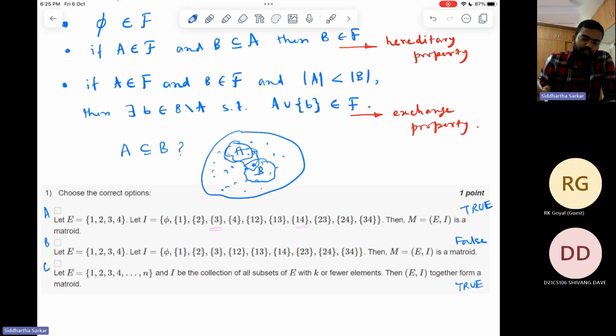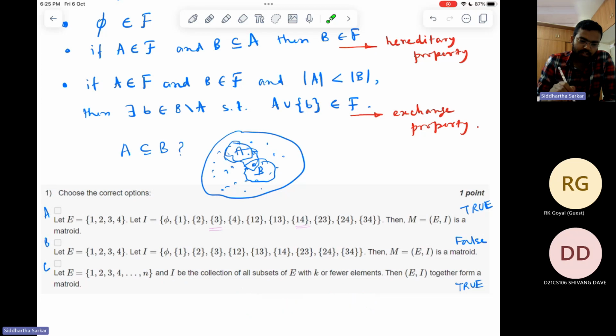But let me just repeat the argument which you said. So I is the collection of all subsets of E with K or fewer elements. So the empty subset is part of I. The first property is satisfied. Now consider the hereditary property.